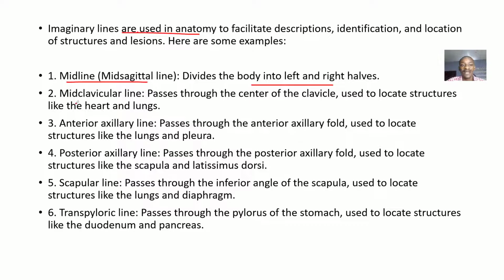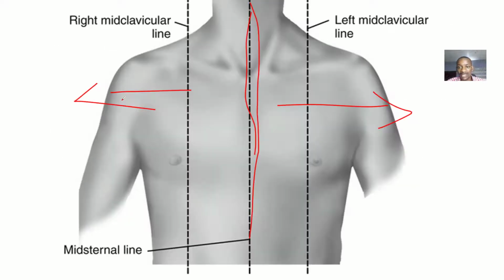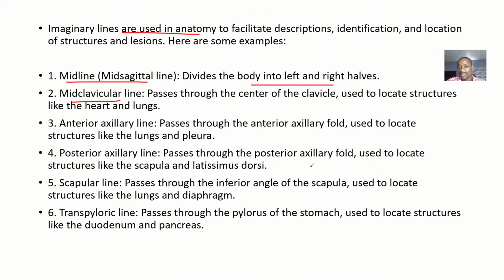Then we have the midclavicular line. The clavicle bone is here, so the line passing in the middle of this clavicle is the midclavicular line, right? This one passes through the center of the clavicle and is used to locate structures like the heart and lungs.